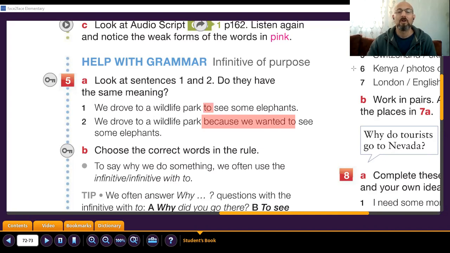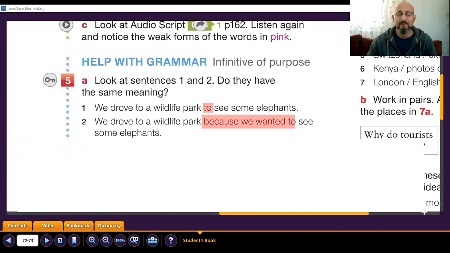So because we wanted to, to. Okay, let's write another example. Who can give me an example, guys? Think about it.